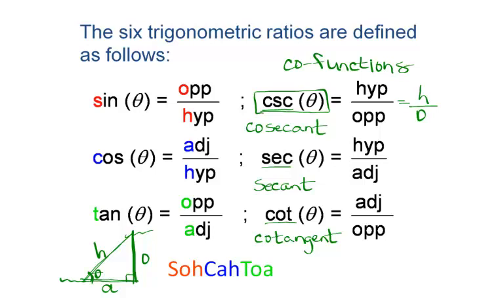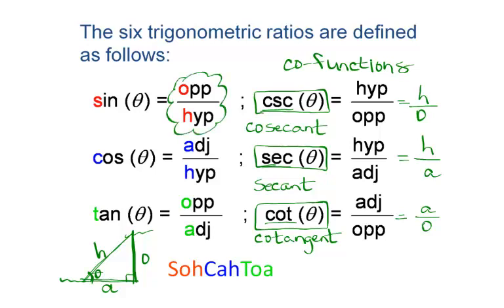For secant, which is the cofunction to cosine, the secant of that angle theta is going to be the length of the hypotenuse divided by the length of that adjacent side. And the cotangent of that same angle theta is the length of the adjacent side over the length of the opposite side. Now, look for a relationship.